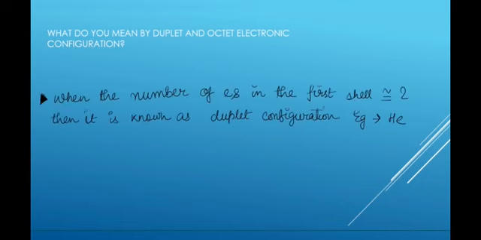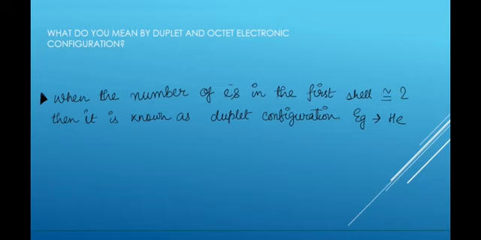What do you mean by duplet and octet electronic configuration? Just now I said, you can keep this written. When the number of electrons in the first shell is 2, it is known as duplet. The word duplet comes from 2. So, only in the first shell you are going to have 2 electrons. For example, helium is the only atom, the only noble gas, with duplet configuration.